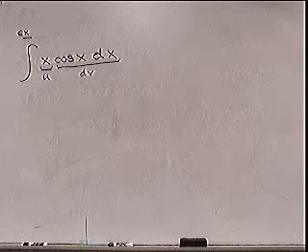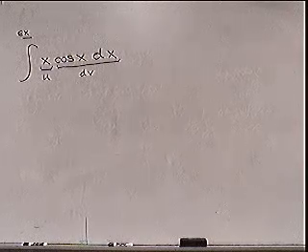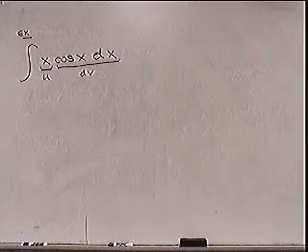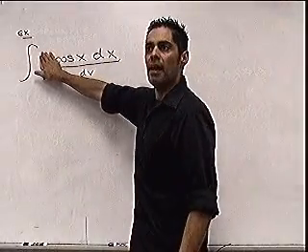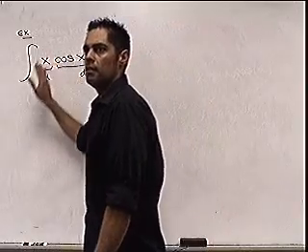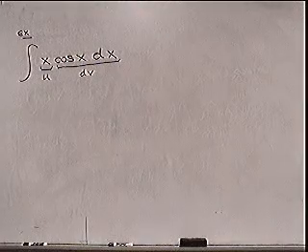And what am I going to have to do with that dv over here? It's going to have to become v, so I'm going to have to integrate it to get back. Now, can you integrate cosine x dx? Yeah, what's the antiderivative of cosine x dx? Just sine x. Do you see that?